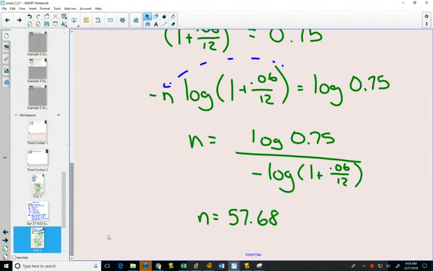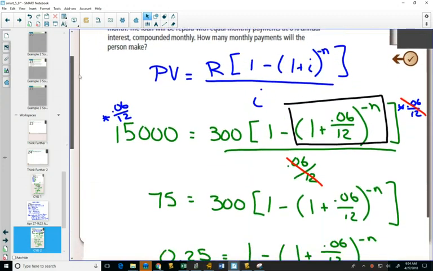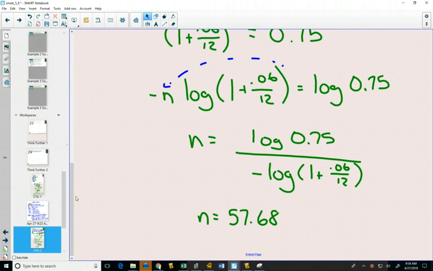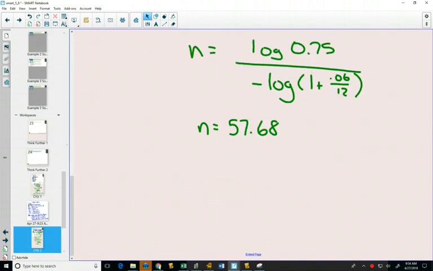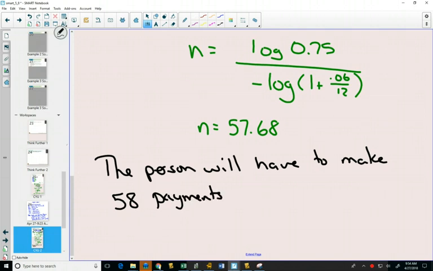So what was I trying to solve for in this question? What was my n? How many monthly payments will the person have to make? So it's a word problem. Write a statement. The person will have to make 58 payments. And even if it came up to be 57.1, you would have to say 58 payments because 57 isn't enough.